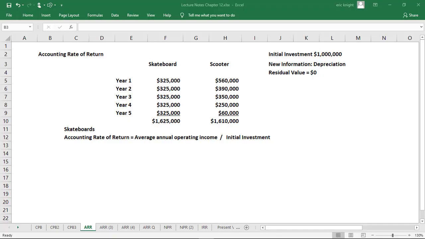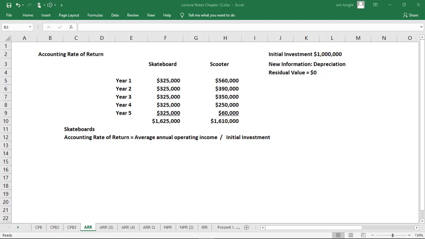As you recall, we had a factory and we had $1 million that we could invest, and we could either invest in equipment to build skateboards or scooters. We couldn't do both, so we had to decide between one or the other. Let's look at the accounting rate of return for skateboards.